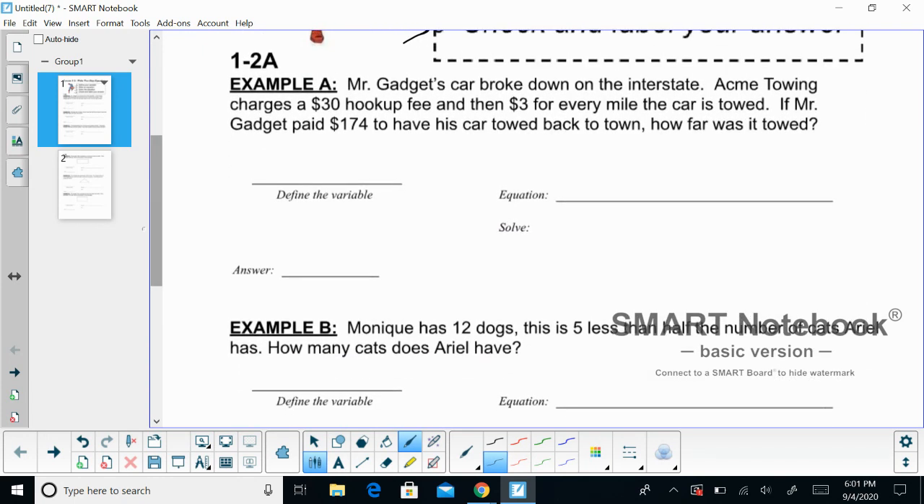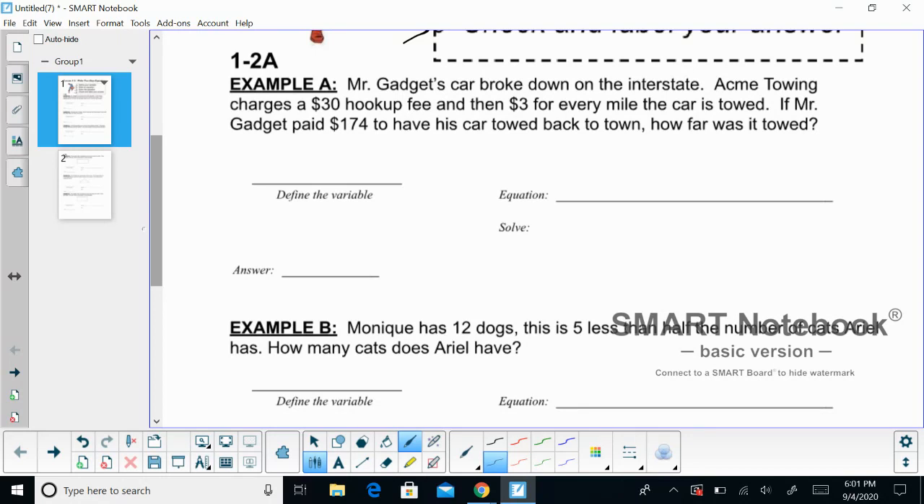The first example problem says, Mr. Gadget's car broke down on the interstate. This towing company charges $30 hookup fee and $3 for every mile the car is towed. If Mr. Gadget paid $174 to have his car towed back to town, how far was it towed? Now, before we get started, why don't you go ahead and see if you can find the important information.